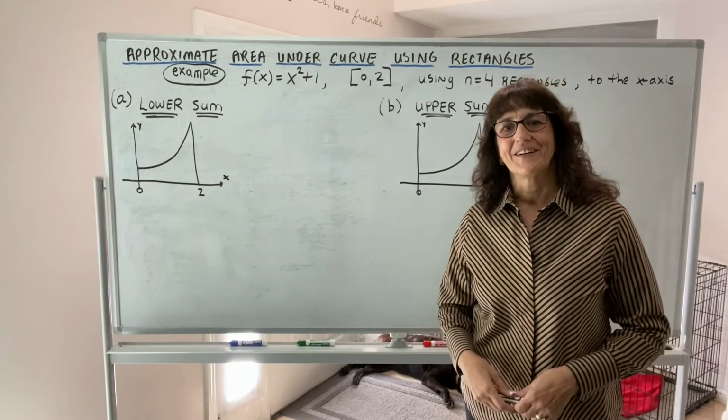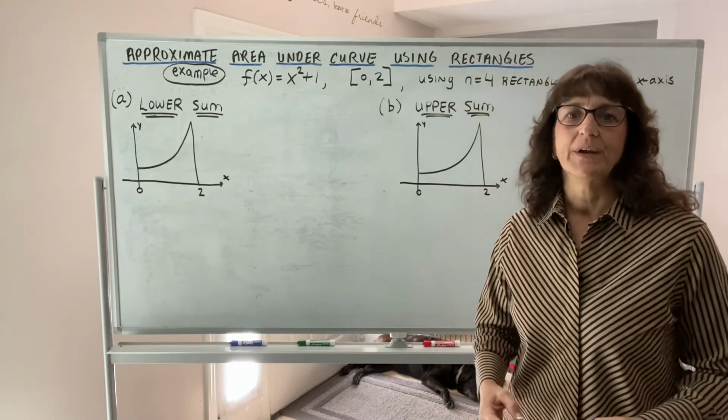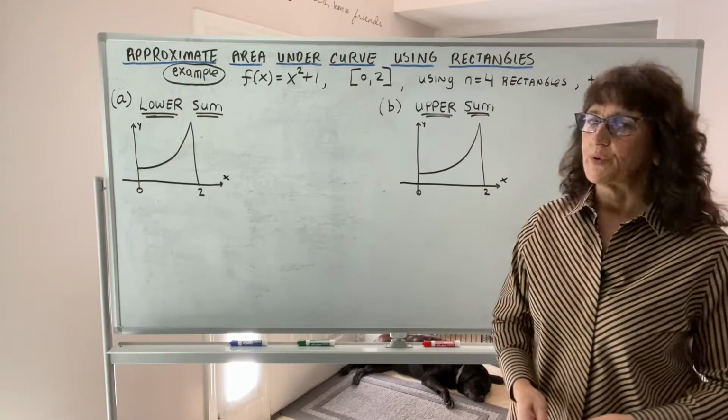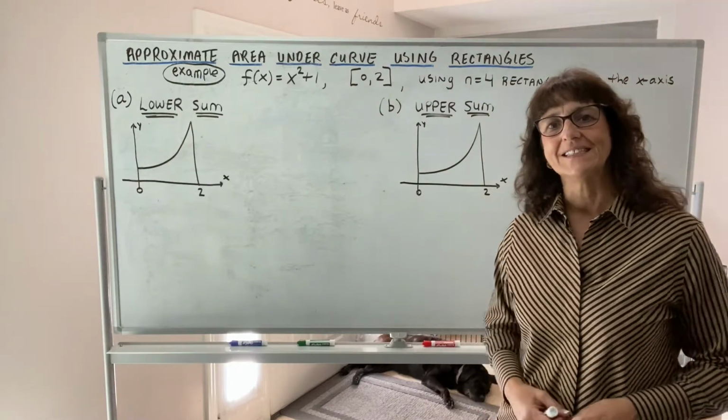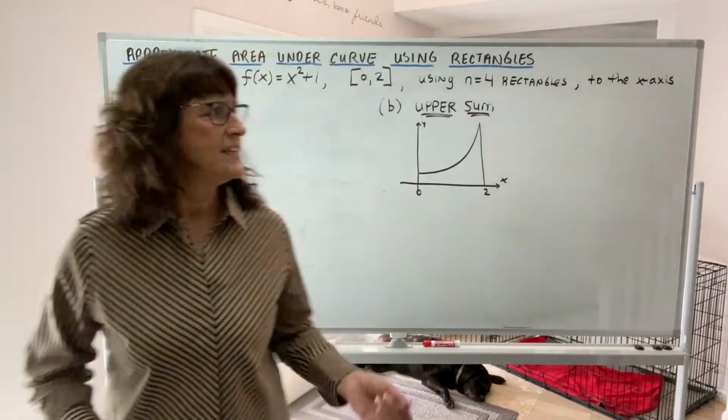Hi, my name is Dr. Deshawn, and in this video we are going to approximate the area of an irregular shape using areas of rectangles, and then on the flip side of the board we're actually going to compute the exact area using limits in the Riemann sum process. So let's take a look at the example we're going to use.